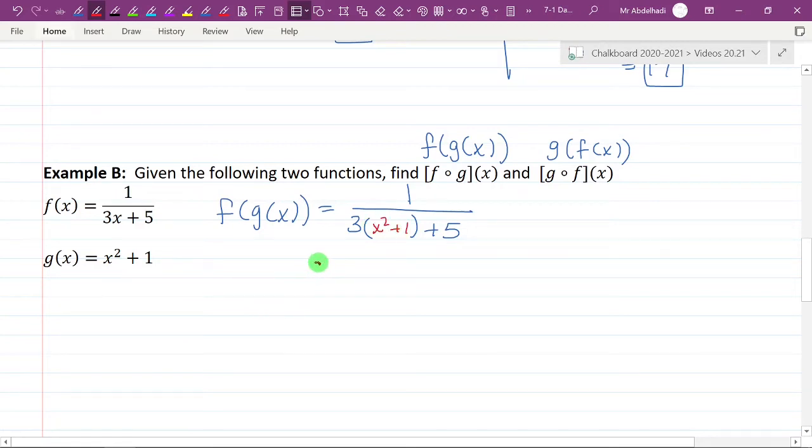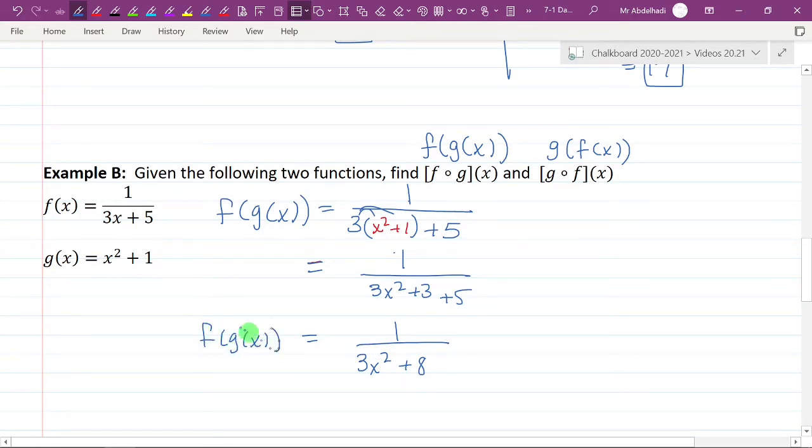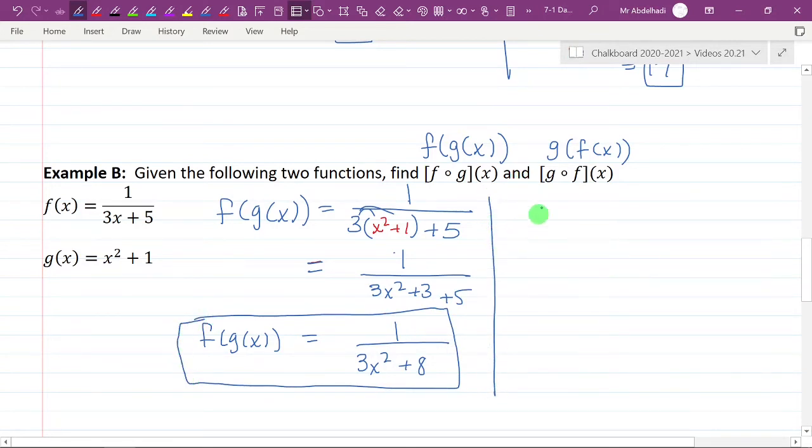And now all I have to do is simplify. So this is basically just distributing, right? So 3x squared plus 3, and then you have the plus 5 there. And I can still simplify a little bit more, because 3 plus 5 is 8. So 3x squared plus 8, and that is my f of g of x. And that's my first answer, but I'm asked for 2 things, so don't get half your credit. Do both parts on the homework tonight and on the quiz when that comes up.